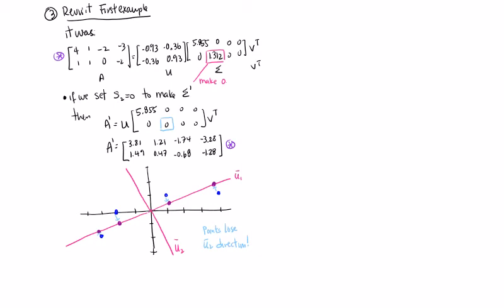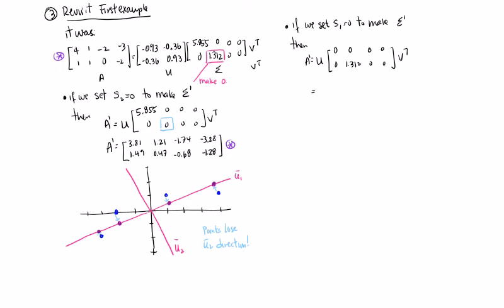So you can probably guess what's going to happen if we set S1 to be 0 to make sigma prime. Then what we're doing is A prime, which is the same U. Now we have a 0 here, a 1.312. That's the guy that's removed. That's the guy that stays, is the U1 direction.